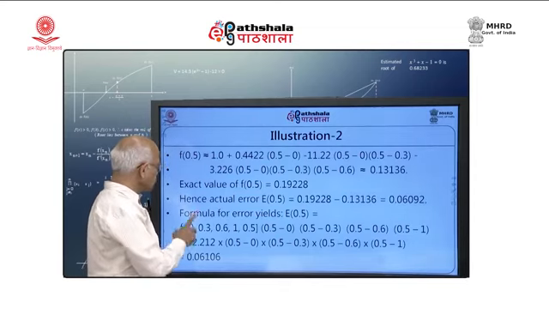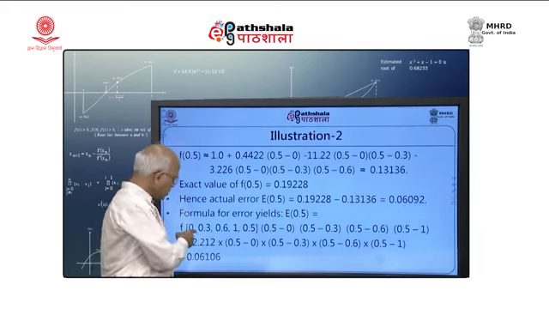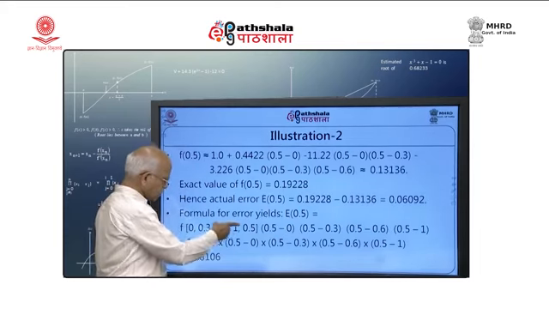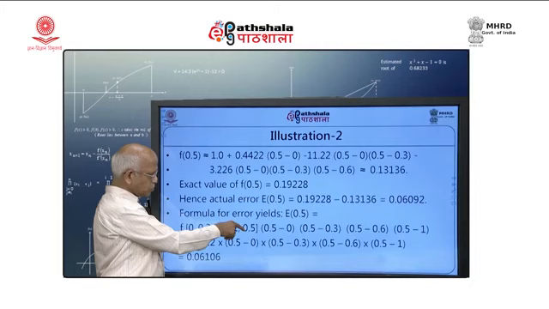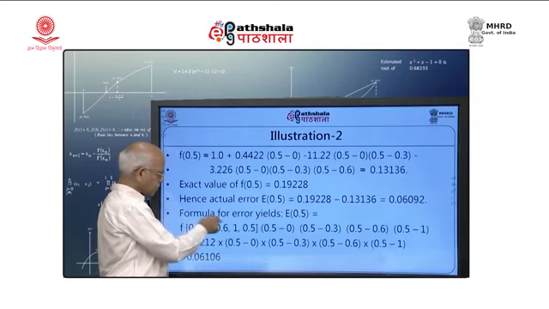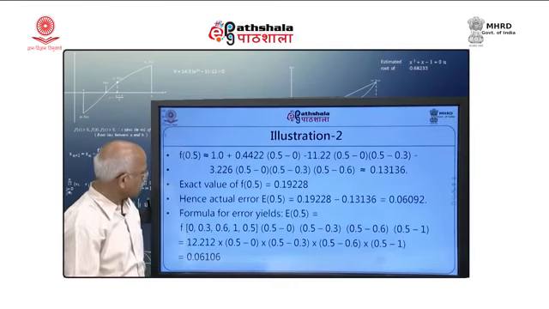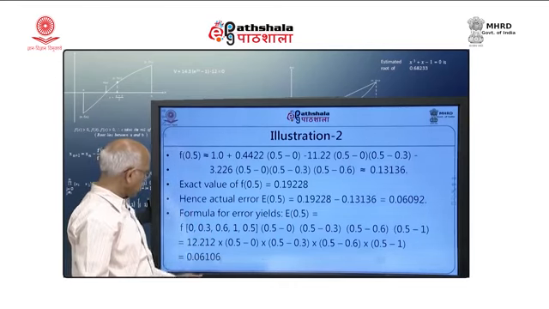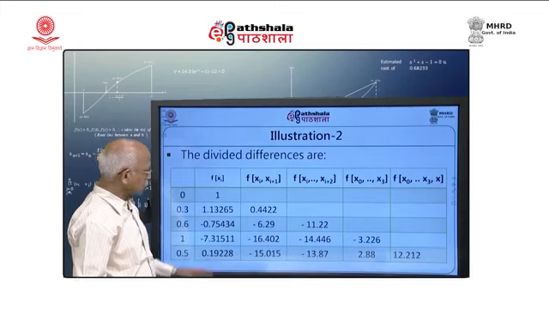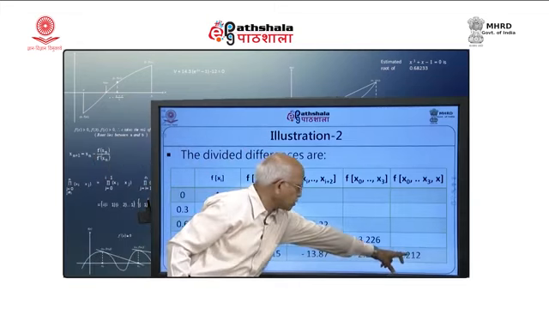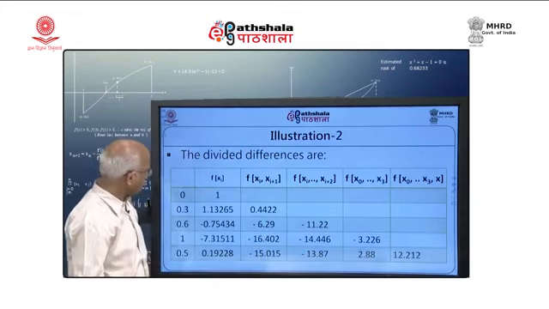Formula for error yields. Now, if you use the formula for error, we will be using the divided difference which includes 0.5 as a nodal point, and therefore I am going to take the last value from the table as the value of this divided difference, and that is given by, if you observe, 12.212, and that value I am using here.